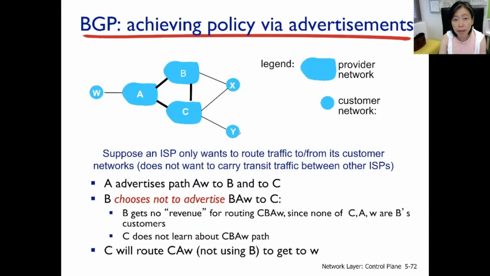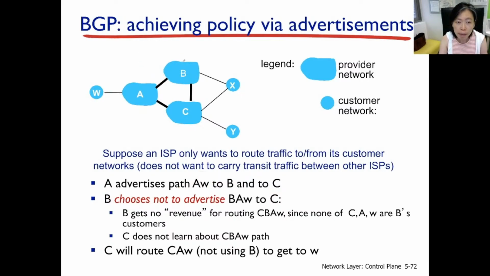In scenario 1, let's assume that there's a user in customer network Y here wanting to send something to the user in W. And so in order for W to draw in traffic from the internet, its provider A here will need to announce its existence. So AW here, an AS path, needs to be sent to the neighboring ASs, which happen to be ISP B and ISP C. So A advertises path AW to B and to C.